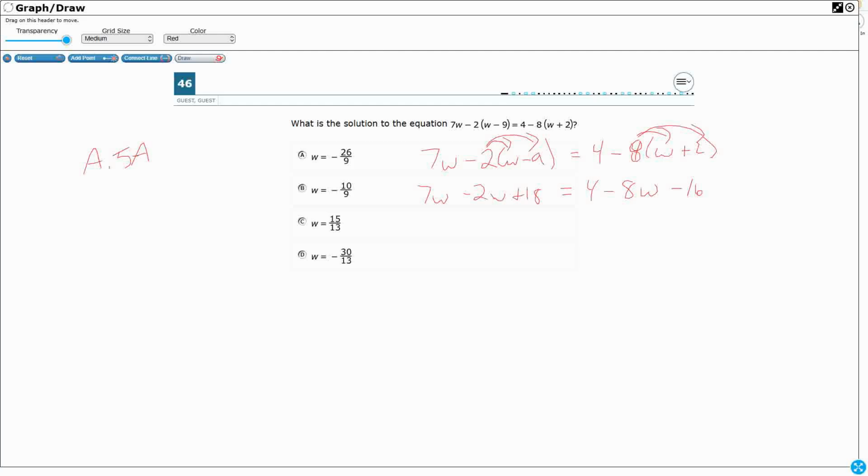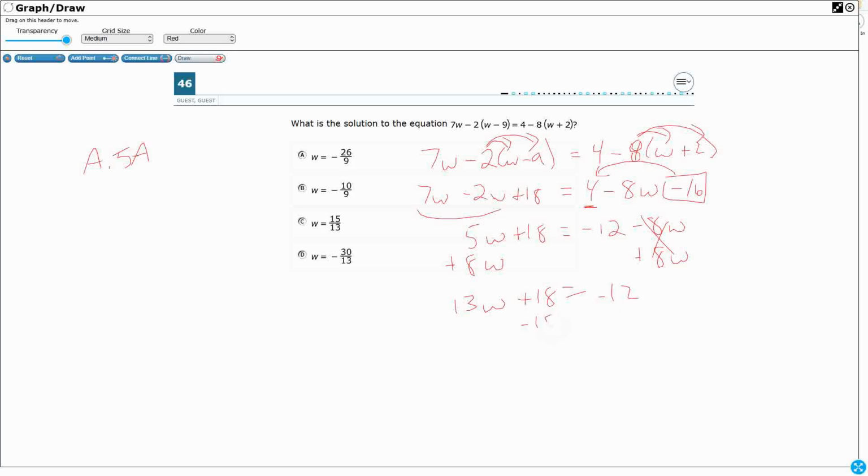So I've only got one w on the left. I've got two w's that I can bring together. I can make that 5w plus 18 equals, I can do a 4 and a minus 16. 4 minus 16 is minus 12 minus 8w. All right, so let's now get the w's together. I want to add 8w to both sides. That's going to give me 13w plus 18 equals negative 12.